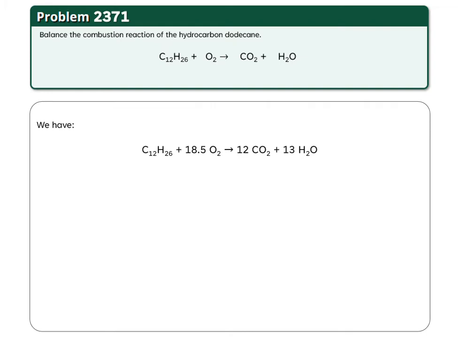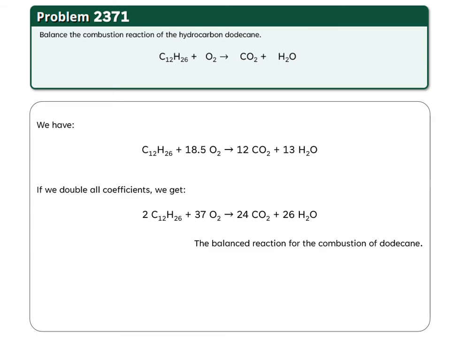We have 1 molecule of dodecane plus 18.5 molecules of oxygen yields 12 molecules of carbon dioxide plus 13 molecules of water. We want positive integers in our solution as the coefficients. Our only problem is the 18.5 oxygen molecules. If we multiply the entire equation by 2, we will get 2 molecules of dodecane plus 37 molecules of oxygen yields 24 molecules of carbon dioxide plus 26 molecules of water.